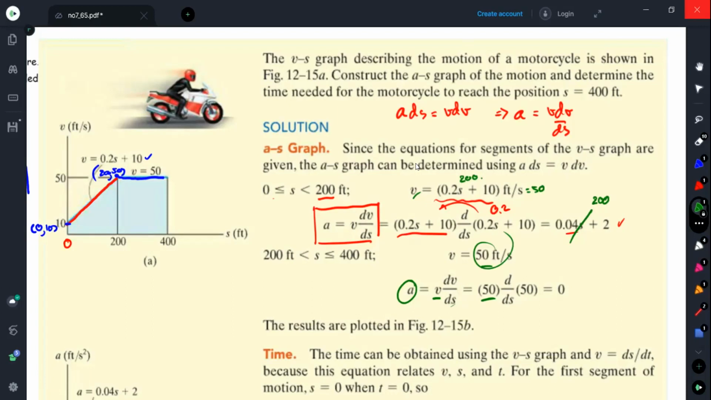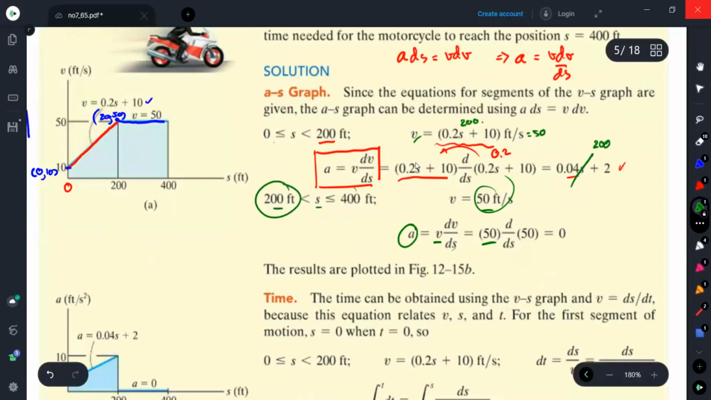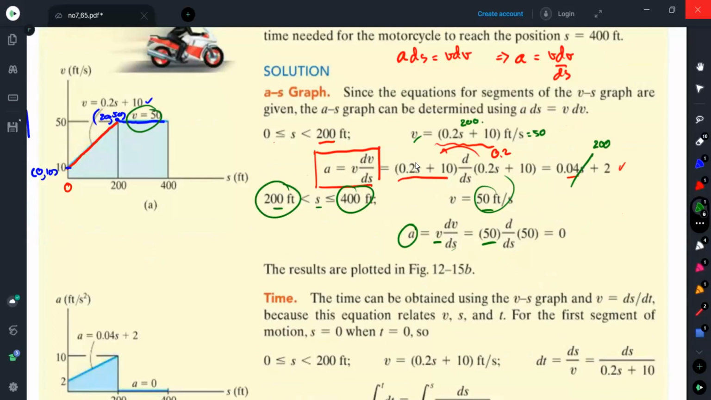That is the result for the case that the position is in the range of 200 feet to 400 feet. We have the velocity of the constant one, so the term becomes v is equal to 50, right? And take the first derivative of this term that is a constant, so this term becomes 0. So then the acceleration here becomes 0.